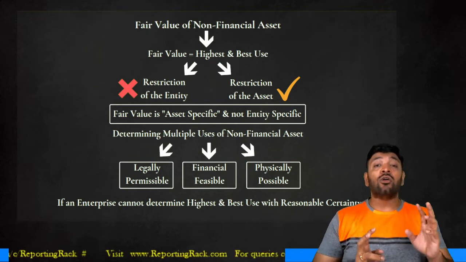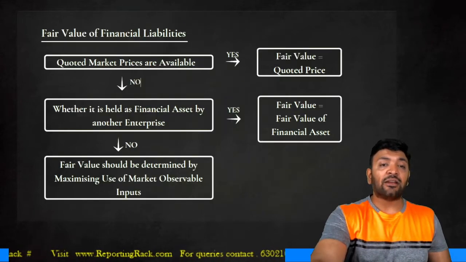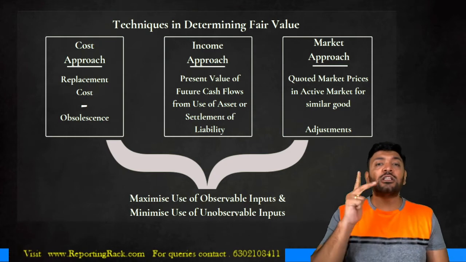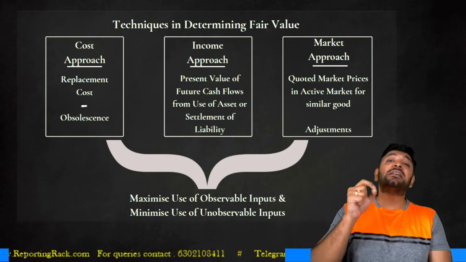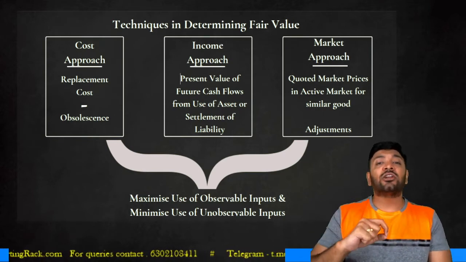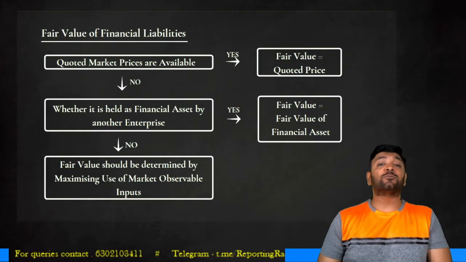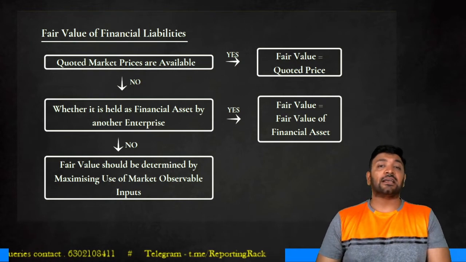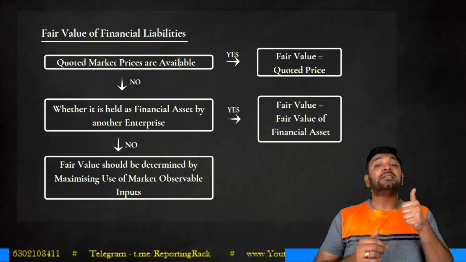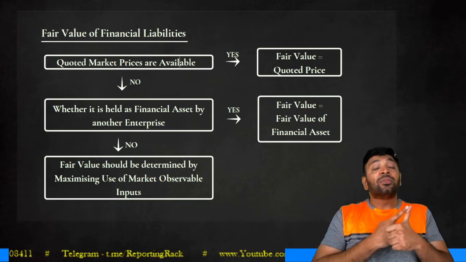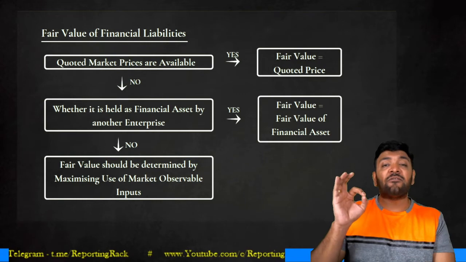These are the two exceptions to the techniques of determining fair value. What were the techniques in determining fair value? Cost approach, income approach, market approach. Which approach should I apply? I will apply an approach which maximizes the market observable inputs and minimizes the use of market unobservable inputs. However, there is an exception with respect to financial liabilities and non-financial assets. With respect to financial liability, my first priority is whether there is an active market. If there is an active market for the financial liability, then the quoted market price will be considered as my fair value.